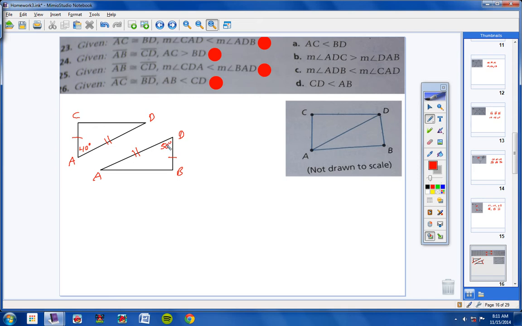Now what conclusion can we come to? Well, students, look, we have two sides of a triangle congruent to two sides of a triangle. In the included angle, we have an inequality. This angle is bigger than this angle. So we know this side here is bigger than this side here. So AB is bigger than CD. Here it is. AB is greater than CD, or CD is less than AB. So letter D.